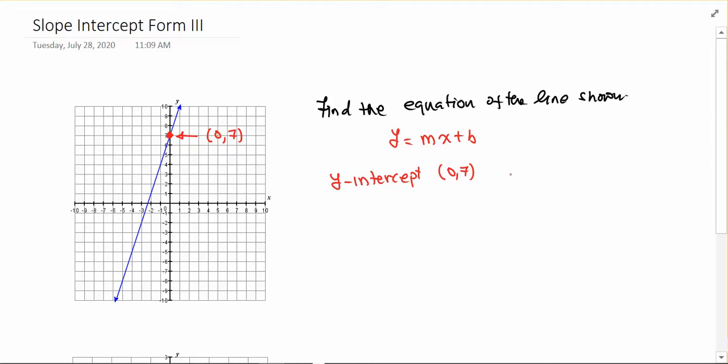What about the slope? Well, let's see. We need two good points, right? So I'm going to use this one right here and that one right there. So that's going to be a rise of 1, 2, 3 and a run of 1. So that's 3 over 1, which is the rise over run. So I can put these two together and come up with the equation y equals 3 over 1 or 3 x plus b, which is 7. And there is my answer to that question.